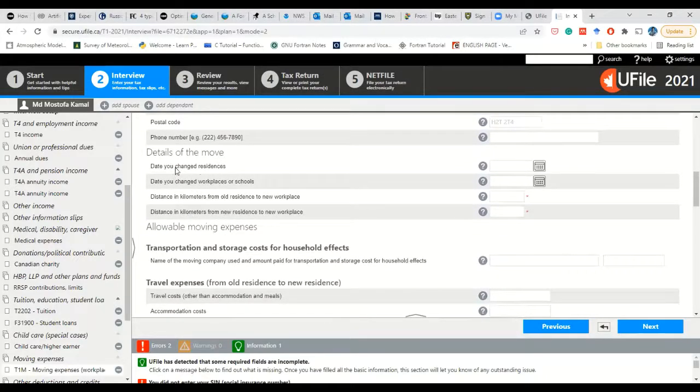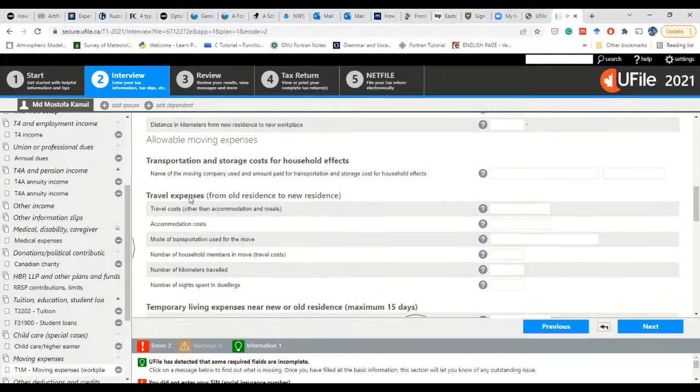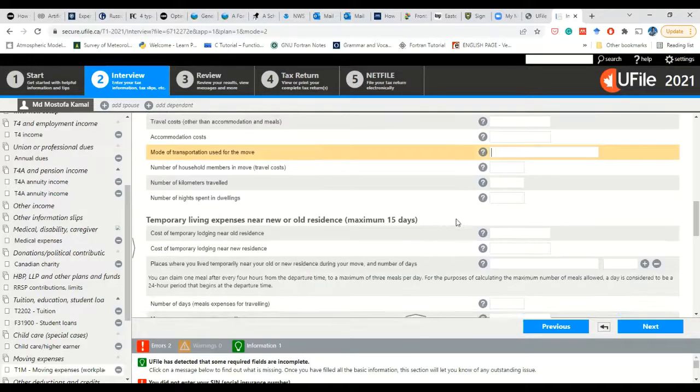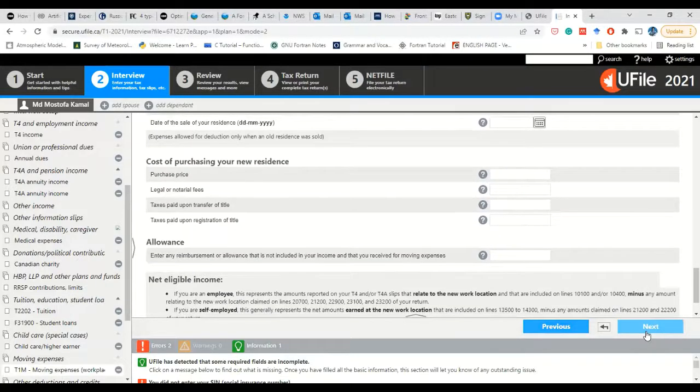Let's say the date you changed your residence, which is very simple. And now how you moved: the mode of transportation, either you purchased a bus ticket or airfare. So this is the mode of transportation used in this move, air travel, and the number of household members you moved. These are your moving expenses. Just fill in the form which is applicable to you.